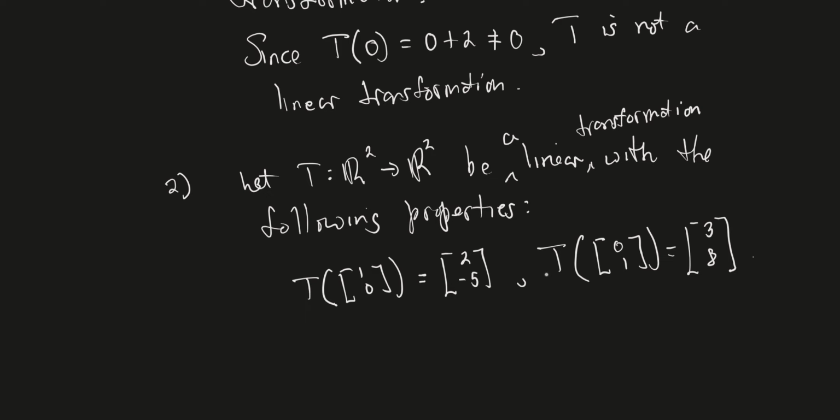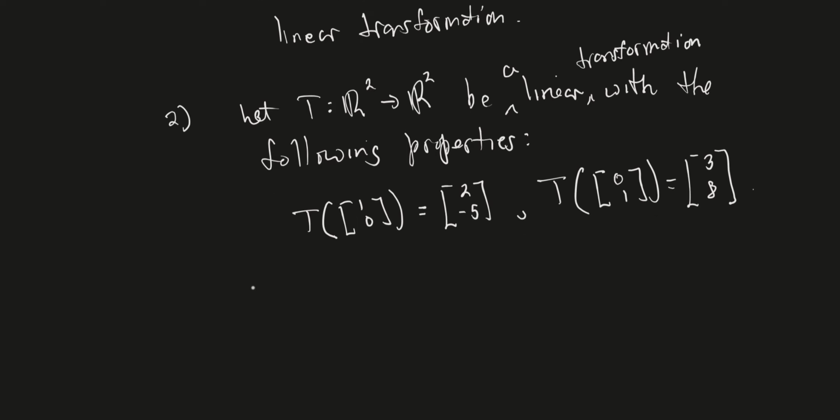Notice what I've done. I've taken the standard basis vectors for R2 and simply said what the image of each of those standard basis vectors is under T. So I know what T does to e1, and I know what T does to e2. So here are a couple of questions, part A and B.